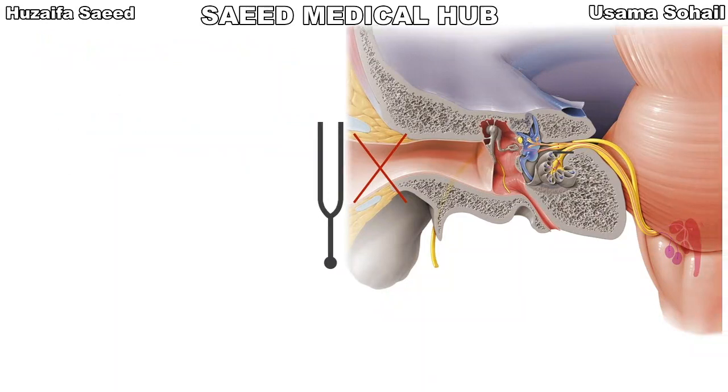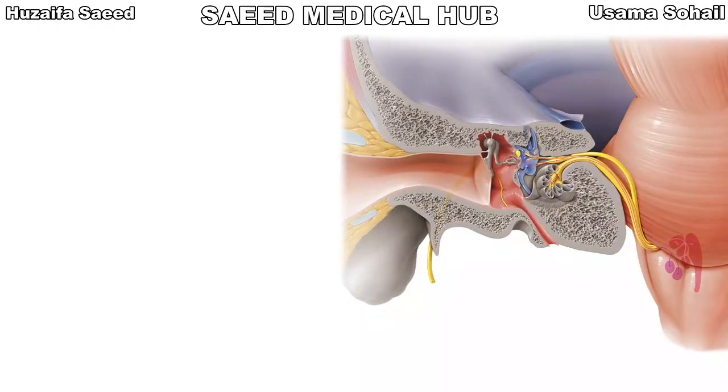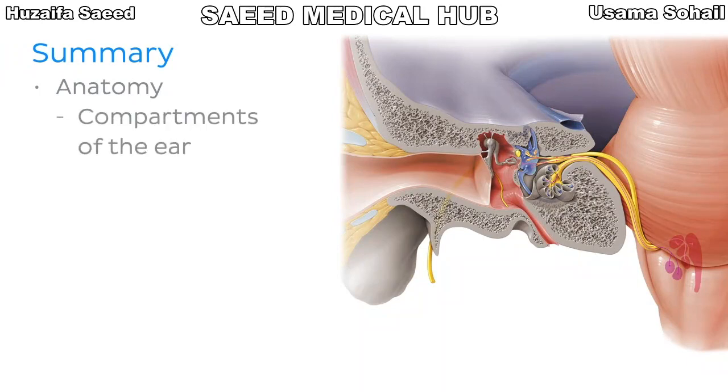And now that we've finally finished talking about the clinical notes, let's just go through everything that we've been talking about today, as we always do. So, of course, in this tutorial, we started by talking about the anatomy of the ear, beginning with the compartments of the ear.